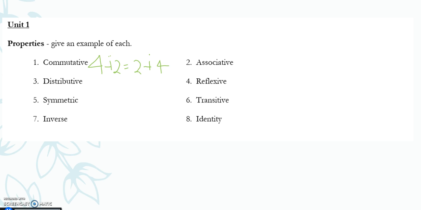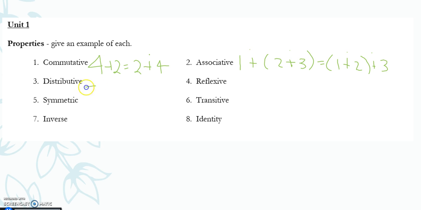The second is associative. So associative says that you can add and multiply, and you can do it with different groupings. So for example, if I have 1, I can add in parentheses 2 plus 3, so I can do the 2 plus 3 first and then add the 1, or I could do the 1 plus 2 first and then add the 3 and I would get the same thing. This will work as well for multiplication.